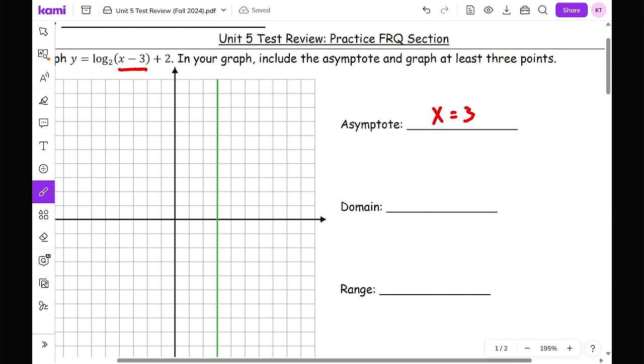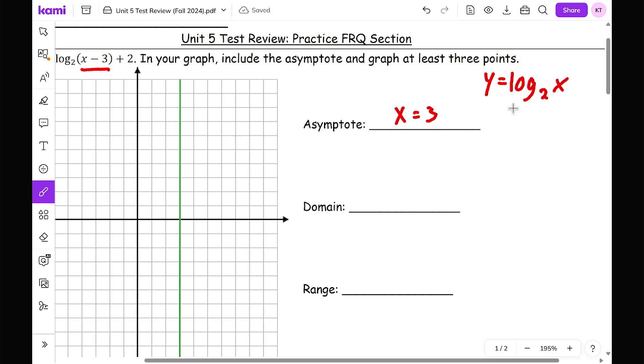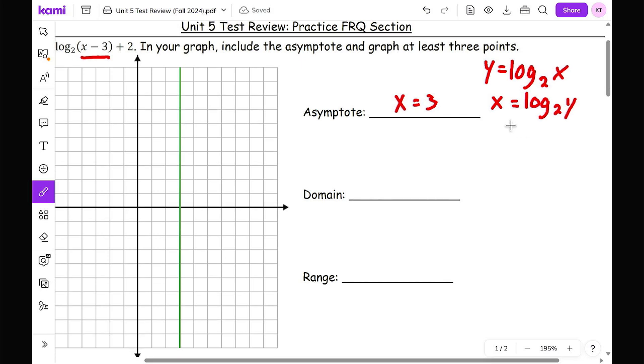Then I'm going to go ahead and get rid of all my transformations and just write out my log function here, which is just going to be y is equal to log base 2 of x. Again, I'm taking away the horizontal shift to the right 3 and the vertical shift up 2. And I'm going to find the inverse of this, which is going to be x is equal to log base 2 of y. And then I'll convert that to an exponential. So I'll have 2 to the power of x is equal to y.